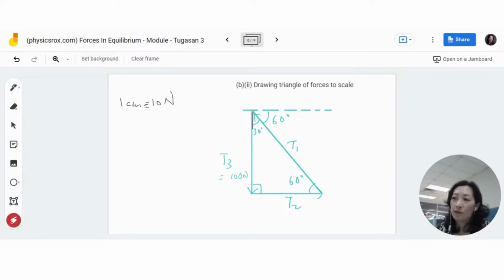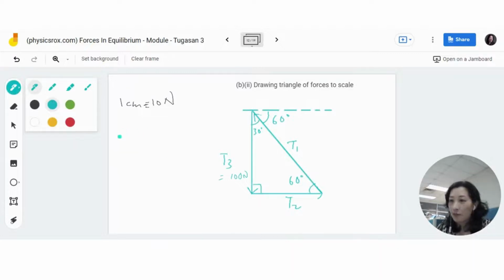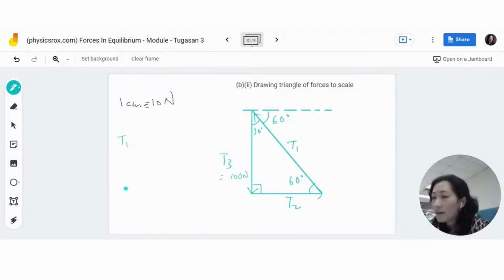So all you do is you draw out the vertical line first. 10 Newton is 1 cm, right? So draw 10 cm. Then use your protractor, measure out 30, straight line. Use your protractor, measure out 90, straight line. Then you'll get T1 and T2. Measure the lengths out, use the scale to get the values you need. So if you do this correctly, you will find that T1 has a length of 12 centimeters, which means that it is 120 Newton. And T2 will have a length of about 5.8 centimeters, which gives you 58 Newton.